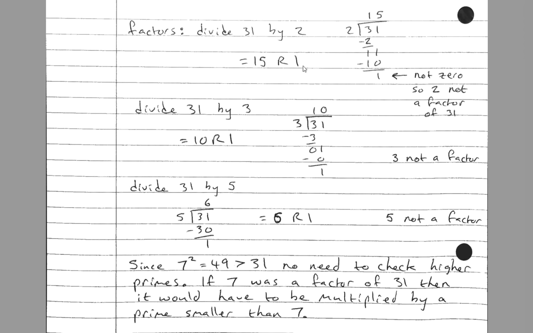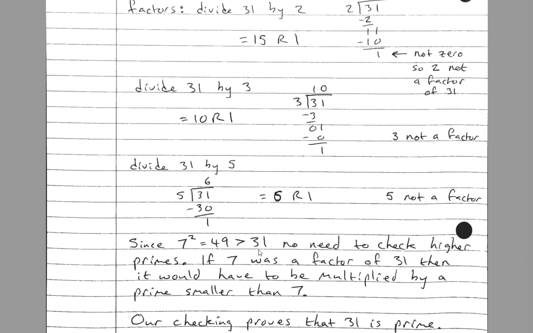Okay, so since 2, 3, and 5 are not factors of 31, then that's telling us 31 has to be a prime number itself, so it has no smaller factors.